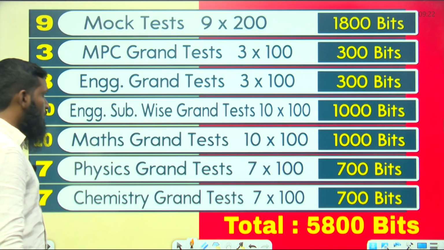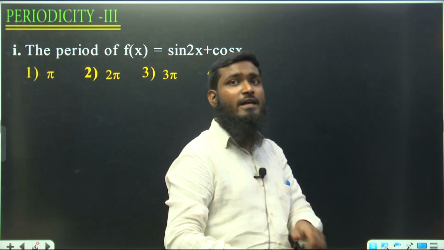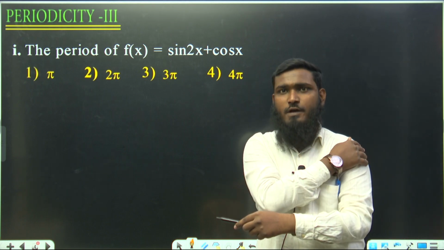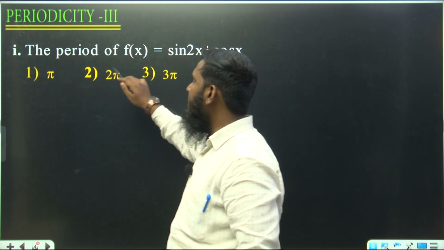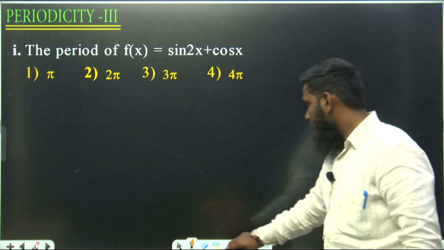Now let us continue the topic of periodicity. In periodicity we have discussed some TSR, some important questions, and completed them. Now if you are seeing this question, the period of f(x) = sin 2x + cos x is what we have taken.